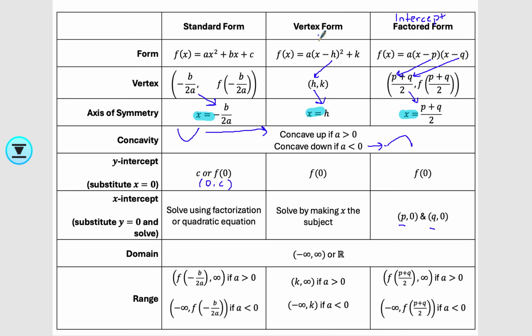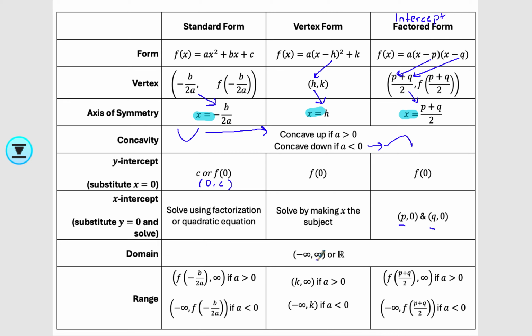So just like vertex form automatically gives you the vertex, factored form automatically gives you the factors, the intercepts. So you don't have to do any work to find them, but again, the signs switch. Whatever sign they have, they're switched here. I'm not going to go through the in-depth reason. I'm just keeping it simple for this video.